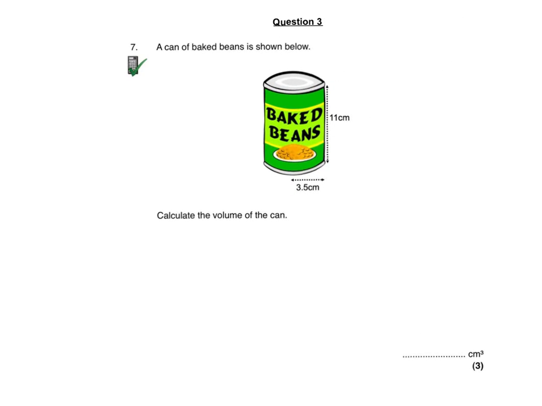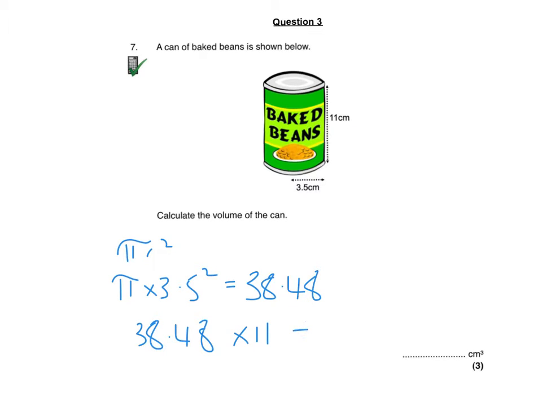Next, a can of baked beans is shown below. Calculate the volume of the can. So this is really a prism. Okay, so to find the volume of a prism, we do cross-sectional area. So it's the area of the circle. And we multiply that by the length. So the area of the circle is pi r squared. Now r is 3.5. So we're going to go pi times 3.5 squared. And that is 38.48. And then we times that by 11. So 38.48 times by 11. Now I'm actually just continuing on from the calculator. It gives me 423.3 centimetres cubed. Okay, moving on.